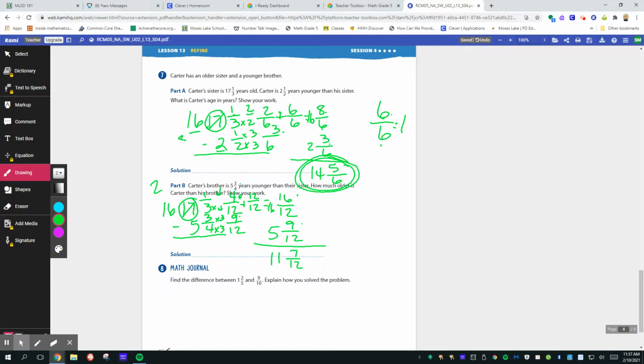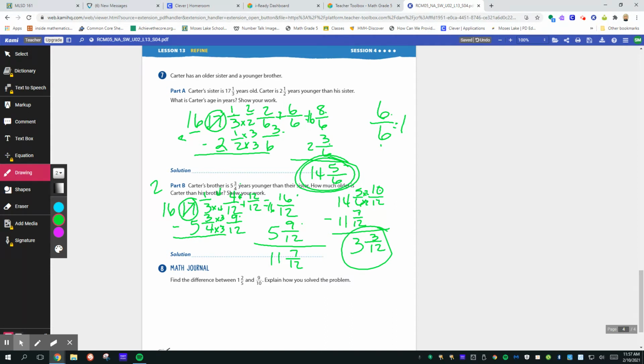Okay? So how much older is Carter than his brother? So Carter is 14 and 5 sixths. Subtract 11 and 7 twelfths. Okay? So in this case, we're going to have to make this twelfths. So we have times 2 times 2. That would be 10 twelfths, right? So 10 subtract 7 is 3 twelfths. And 14 subtract 11 is 3. So 3 and 3 twelfths.